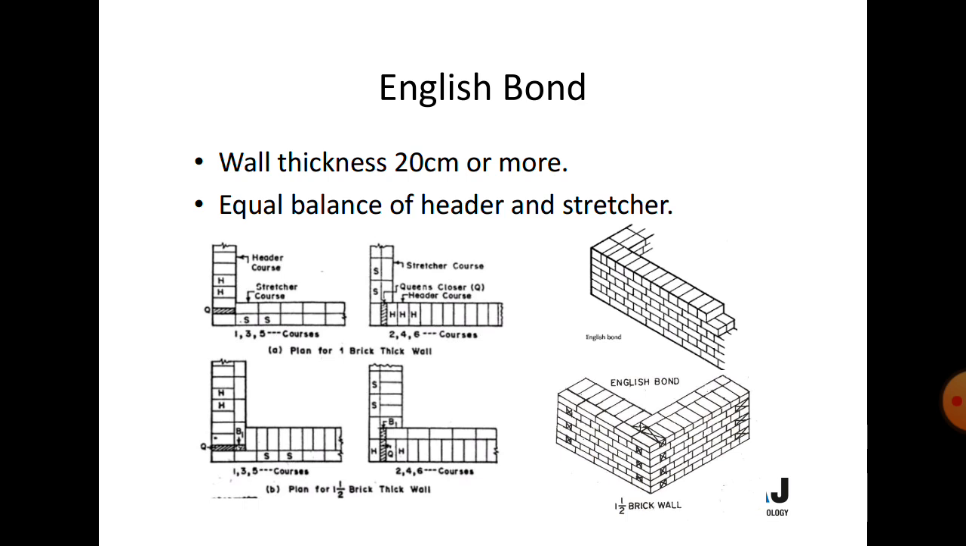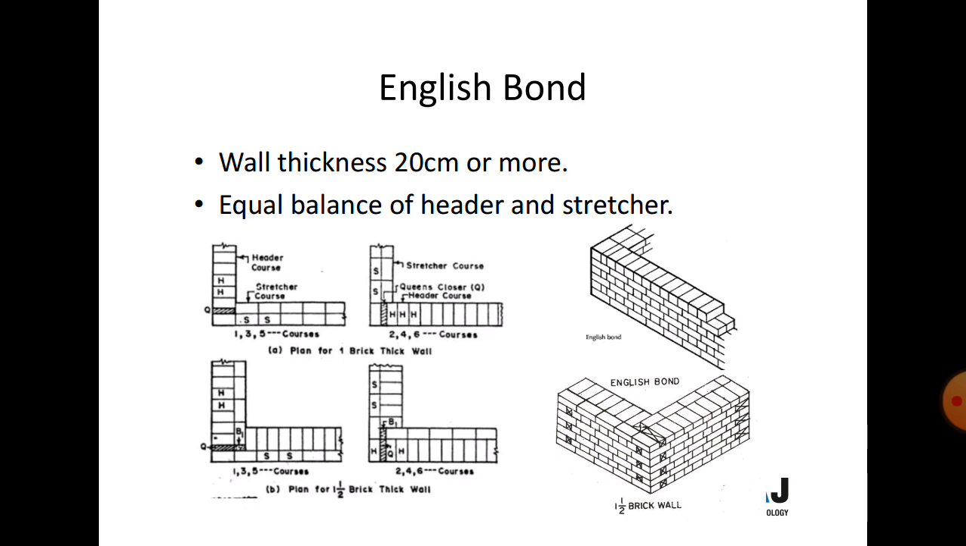The first two figures on the upper side show a one brick thick wall, and the second two figures show a 1.5 brick thick wall. In a one brick thick wall, all the stretchers are put in the 1st, 3rd, and 5th courses, and in the second, fourth, and sixth courses, headers are seen.